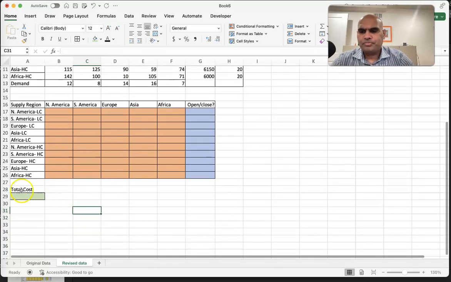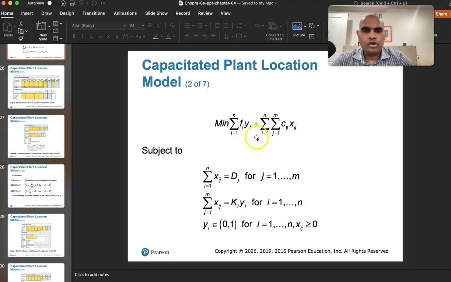Now, cost. If you look at the formula for cost, there are 2 portions to it: the variable cost and the fixed cost. Fixed cost is only incurred if you open a plant. That is why, when you write the formula for fixed cost, it is Fi times Yi. Remember that Yi is a binary variable that takes a value of 1 or 0. If it takes the value 1, then the fixed cost will be Fi times 1, which means that you are incurring the fixed cost. But if you're not opening a plant and Yi is 0, then the cost will just be Fi times 0, which is just 0.